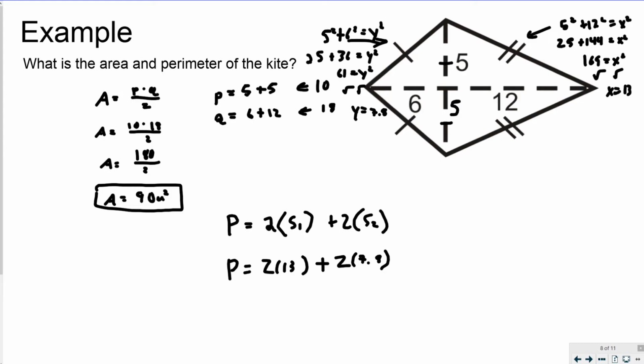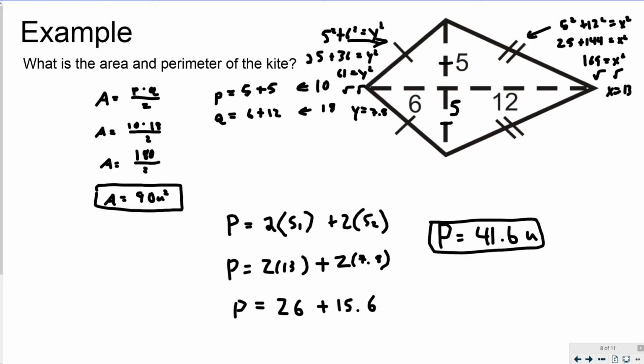And then I can go ahead and multiply and add. I get 26 plus 15.6 for the second one. So the perimeter of my shape, capital P, is going to be equal to 41.6 units. And there we go, area perimeter of a kite.